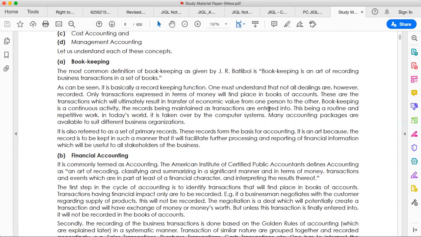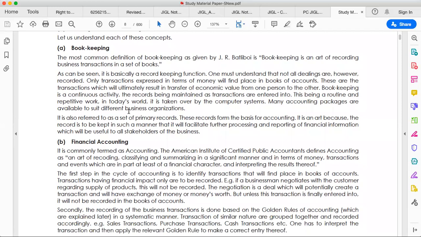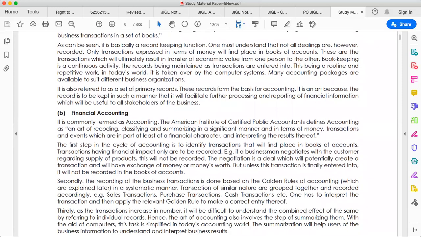Bookkeeping is a continuous activity, so it is not for some particular time period, but is done on a daily basis. The records are maintained as the transactions are entered into, this being routine and repetitive work, and in today's world it has been taken over by the computerized system. Single entry, double entry, all these things happened in manual books, but now we are not maintaining manual books. Everybody has computer records. There are many softwares like Tally, SAP, Zoho which people use for their accounting work. That will be covered in the last section, computerized environment.